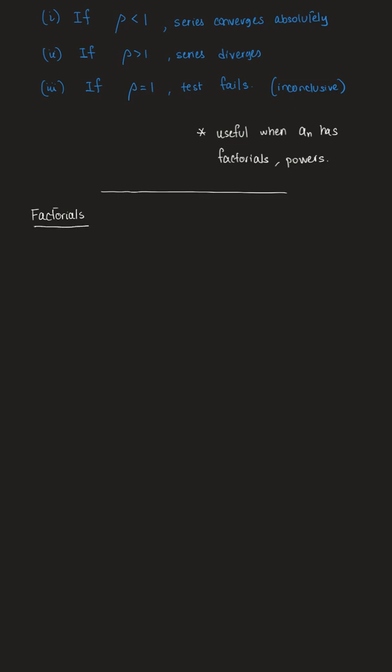So by definition, this is read n factorial. That exclamation part is factorial, and it's a product of n times n minus 1 times n minus 2 all the way down to 1. For example, 5 factorial is 5 times 4 times 3 times 2 times 1, which is 120. 0 factorial is defined to be 1.